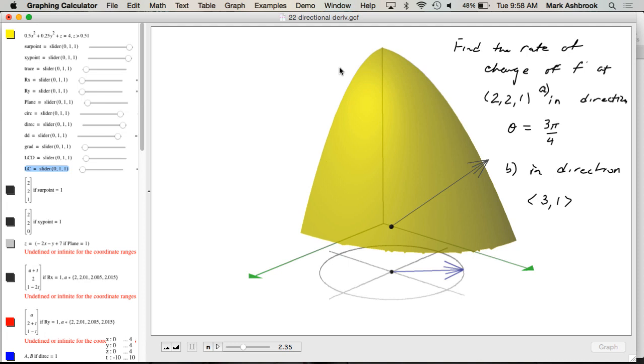Okay? And then in the direction 3, 1. So now you don't need theta, but you're still going to use the same way to calculate it. But you need to figure out what u is if you're going in the direction of 3, 1. What direction is that? Where is that? First, second, third, or fourth quadrant?